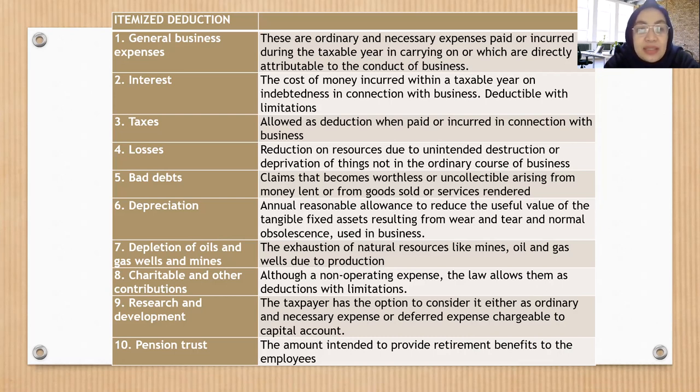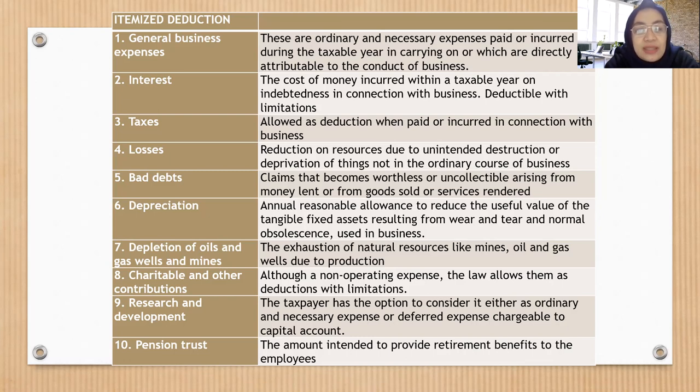Taxes: there are taxes, class, that are allowed as deduction. These are paid or incurred in connection with your business. But as you may have seen in your book, the tax law specifically itemizes those taxes that are not deductible. So for example, income taxes, value-added taxes, other NIRC taxes are not deductible. But for example, excise taxes or consumption taxes that are related to the production cost are allowed as part of your itemized deduction.